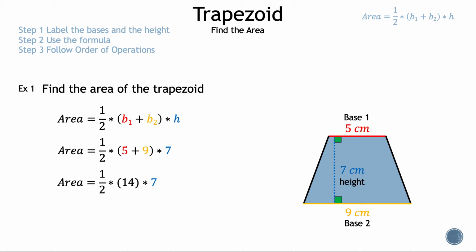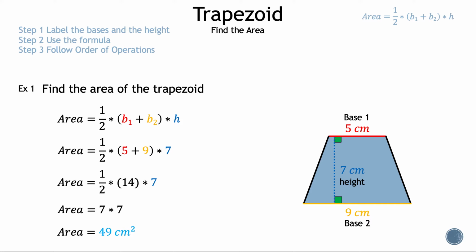Let's continue with the order of operations and multiply the half times the 14, and the result of that is 7. Now we have area is equal to 7 times 7, and the result of that is 49. We can't forget our units. Since we're talking about area, we need centimeters squared. So our final answer is area is equal to 49 centimeters squared.